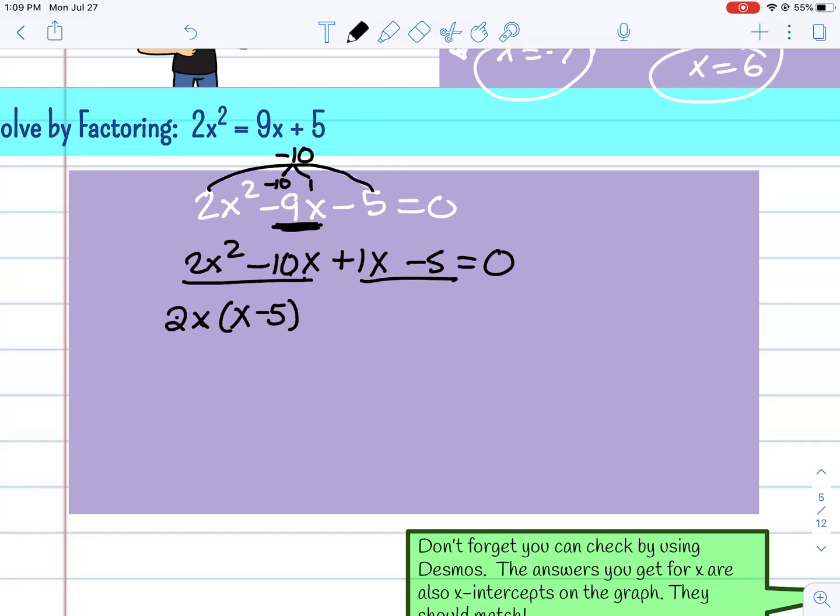On the second one, not a whole lot in common, really. The only thing you could divide both of those by is 1. So I'm going to pull that 1 out. So 1x divided by 1, I'd still have x. Negative 5 divided by 1, I'd have negative 5.